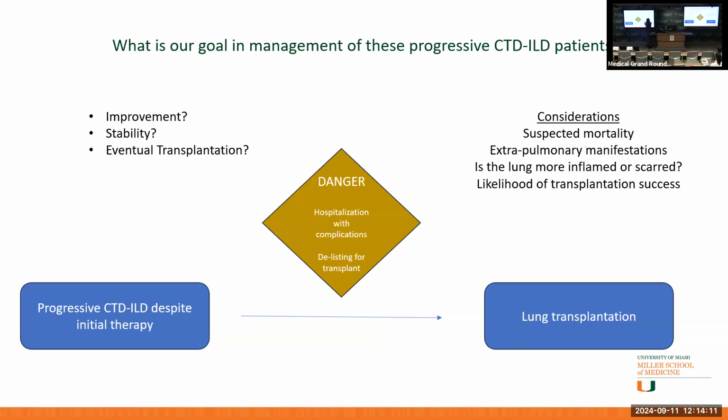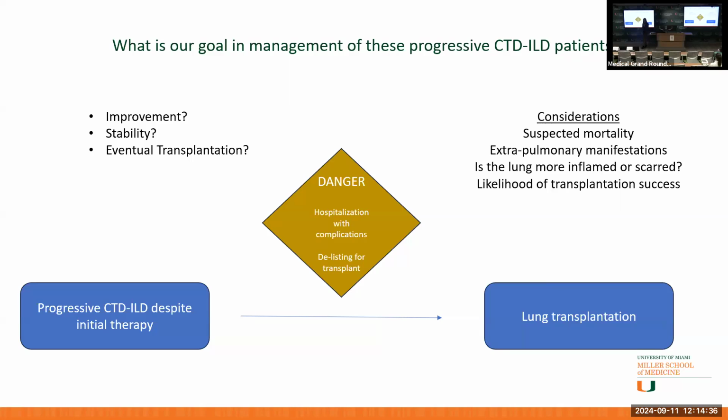And things that we consider when we try to personalize this is what's the suspected mortality. So connective tissue disease mortality from rheumatoid arthritis is about 8%. From systemic sclerosis, closer to 40%. So depending on the disease process, you may be more or less aggressive. What extrapulmonary manifestations are we dealing with? What are the joints doing? What's the skin doing? What's the GI tract doing?